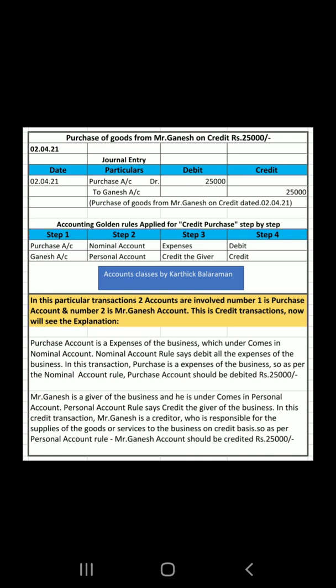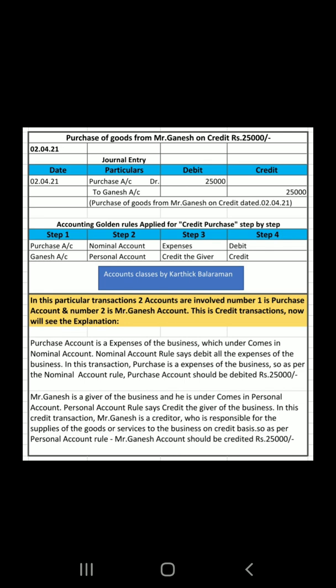The journal entry is: debit purchase account rupees 25,000 and credit Mr. Ganesh account rupees 25,000. Okay friends, you can see step 1, step 2, step 3 and step 4. In this particular transaction, two accounts are involved. One is the purchase account and number 2 is Mr. Ganesh account. This is a credit transaction. Please keep that in mind.